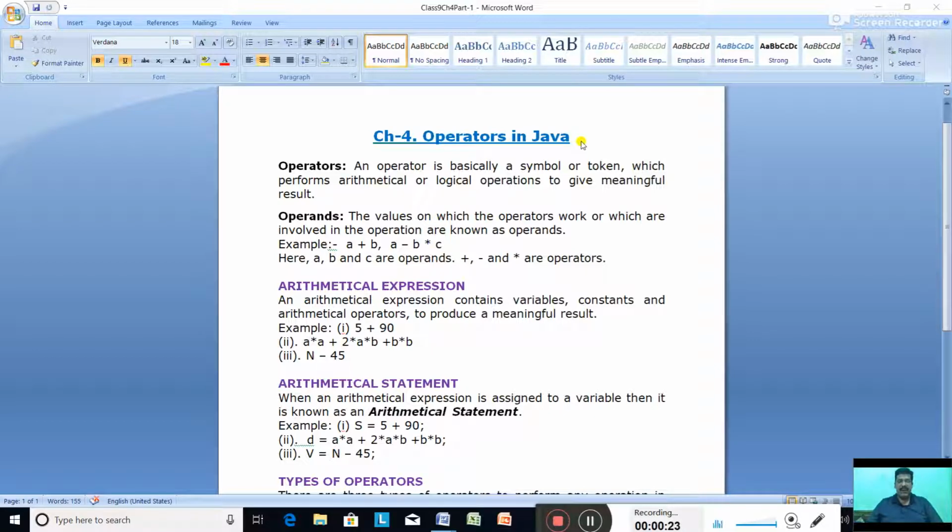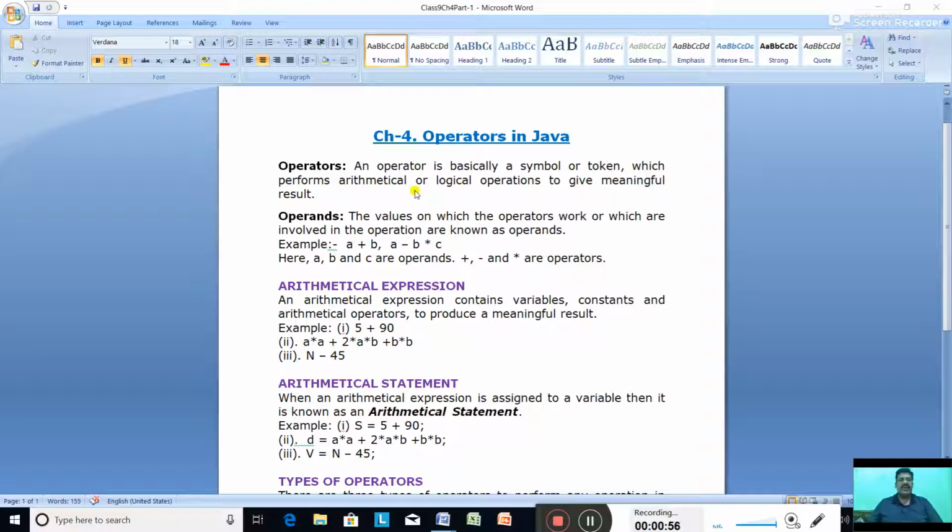See, in computer programming we often need to perform some arithmetical or logical operations. In such circumstances, you need operators to perform this task. Without operators, you cannot do it. So, what is an operator? An operator is a symbol or token. An operator is basically a symbol or token which performs arithmetical, means calculation, or logical operations to give a meaningful result.